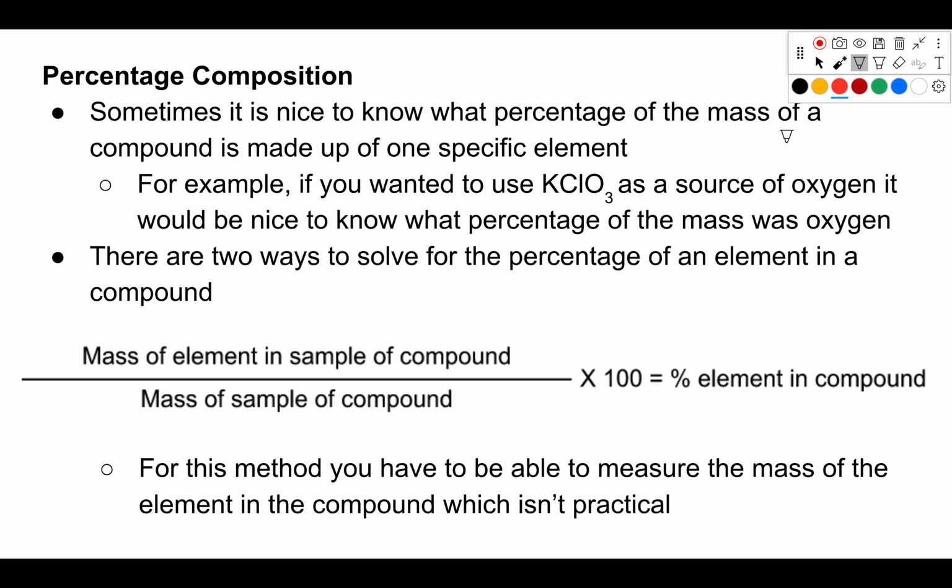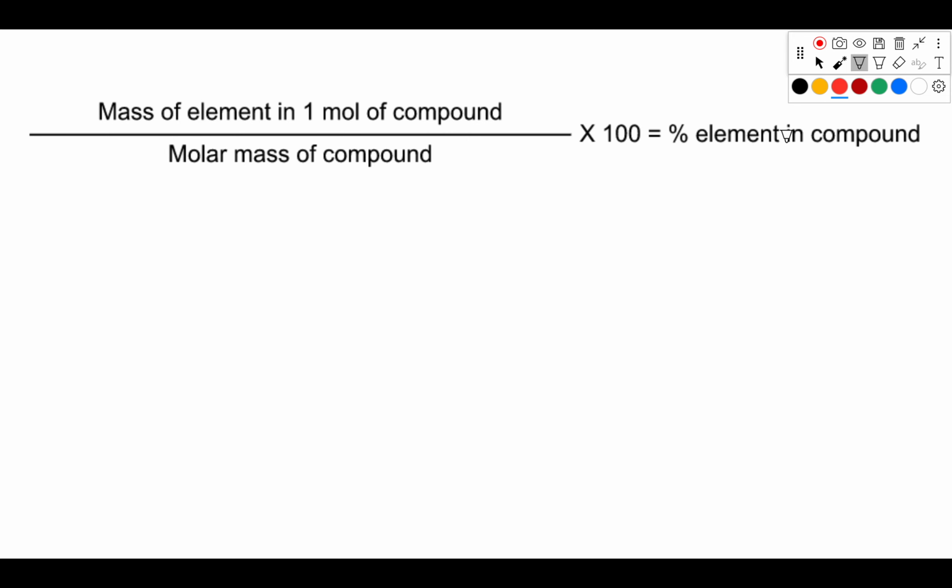So we have a different, more mathematical method that we can use, and that is to take the mass of the element in 1 mole of a compound, and then divide it by the molar mass of the compound and multiply it by 100. Okay. So, for example, if I wanted to do this with barium fluoride, I would need to first solve for the molar mass of my compound.